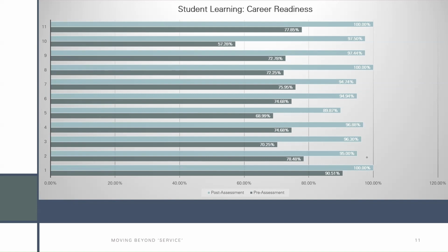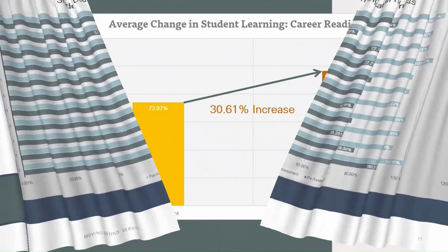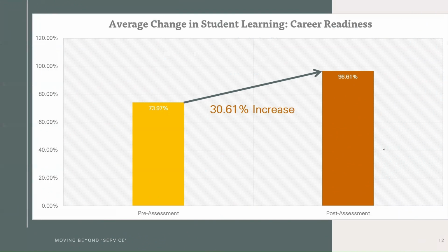So overall, if you want to see growth of learning, pre-assessment, roughly 74%, jumping up to 97% in the post-test. That is a 31% increase in student learning. And 30% was my goal for myself, and that is where we are. 30 to 40% is considered pretty good in K through 12, so I thought I would adopt that.